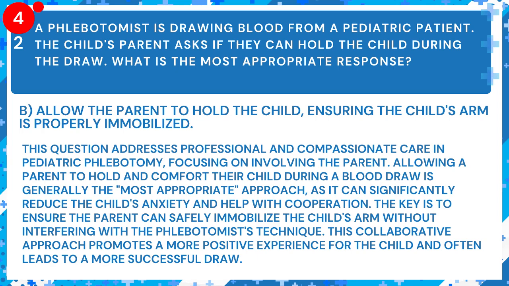Answer: B. Allow the parent to hold the child, ensuring the child's arm is properly immobilized. Explanation: this question addresses professional and compassionate care in pediatric phlebotomy, focusing on involving the parent. Allowing a parent to hold and comfort their child during a blood draw is generally the most appropriate approach, as it can significantly reduce the child's anxiety and help with cooperation. The key is to ensure the parent can safely immobilize the child's arm without interfering with the phlebotomist's technique. This collaborative approach promotes a more positive experience for the child and often leads to a more successful draw.